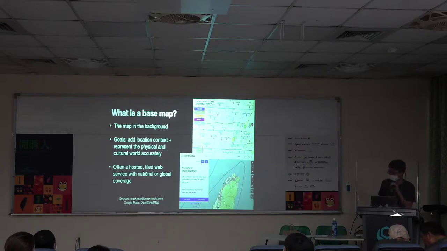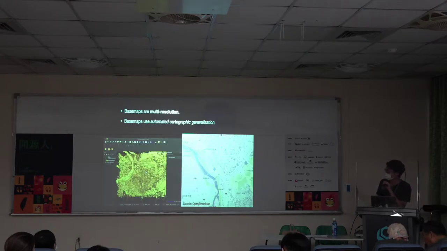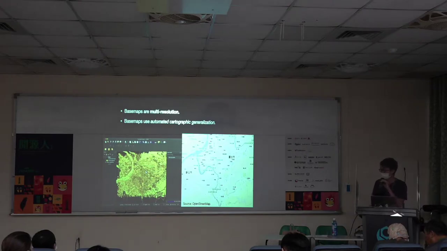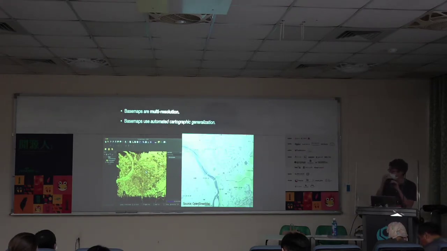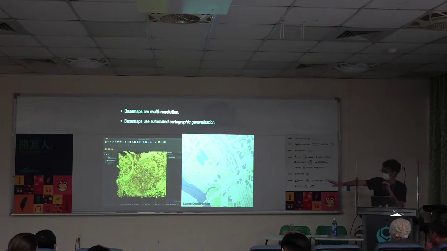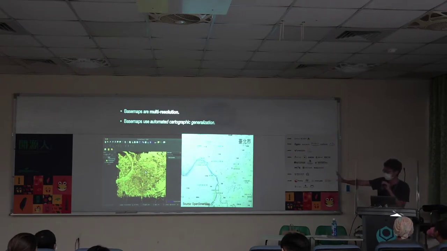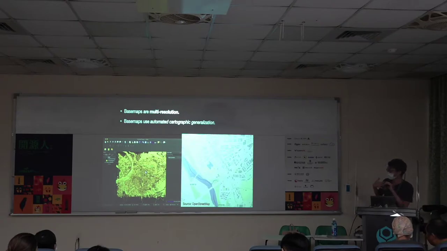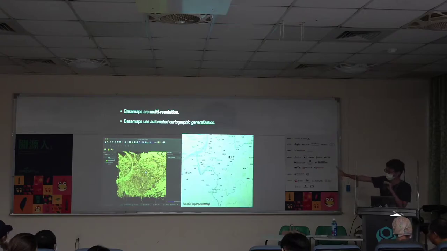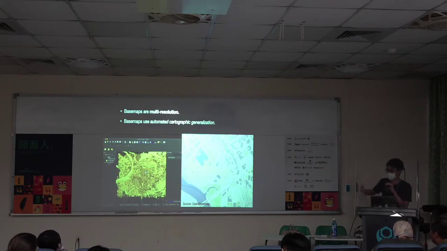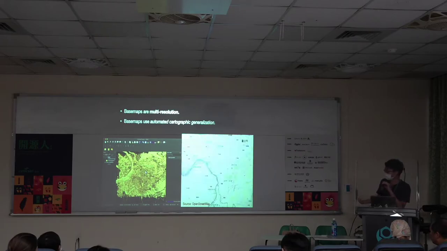And there's a few clarifying points I'm going to make about what base maps are. The first one is that a base map is multi-resolution. That means it has different zoom levels. So the thing on the left is not really a base map, it's just the data of Taipei opening QGIS. But if you zoom out, it shows the same data. So the important point for base maps is that they have automated generalization. And that's a fancy way of saying when you zoom out of the map, there's less detail. So there's some program that knows how to remove the detail from the map at each level.